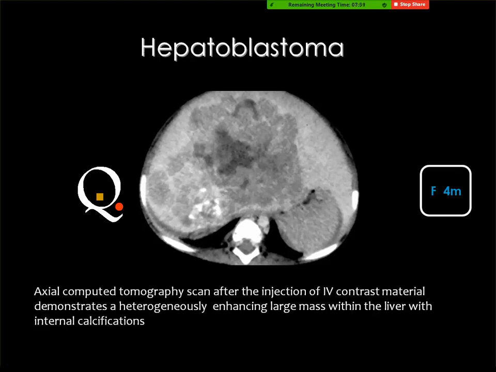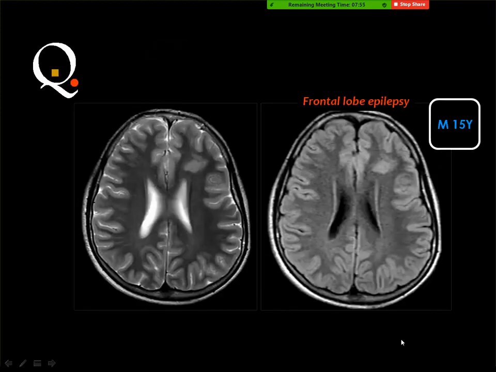Hepatoblastoma. Yes, hepatoblastoma once more, and you see calcium in the tumor. This is okay for the tumor. It can show calcium.